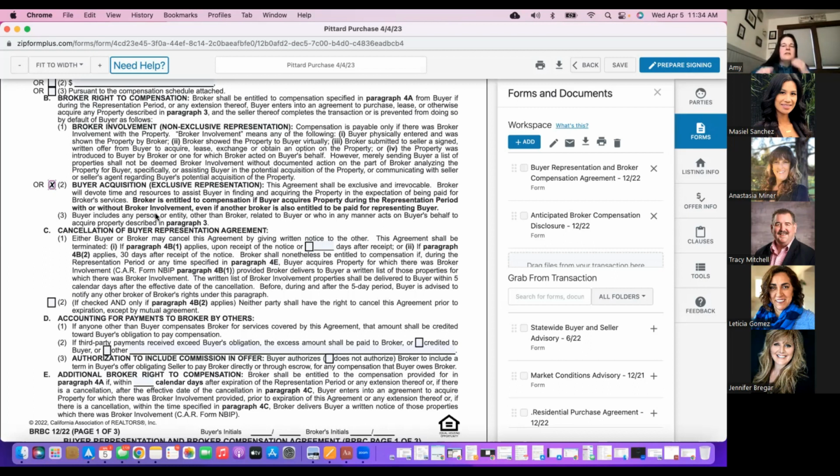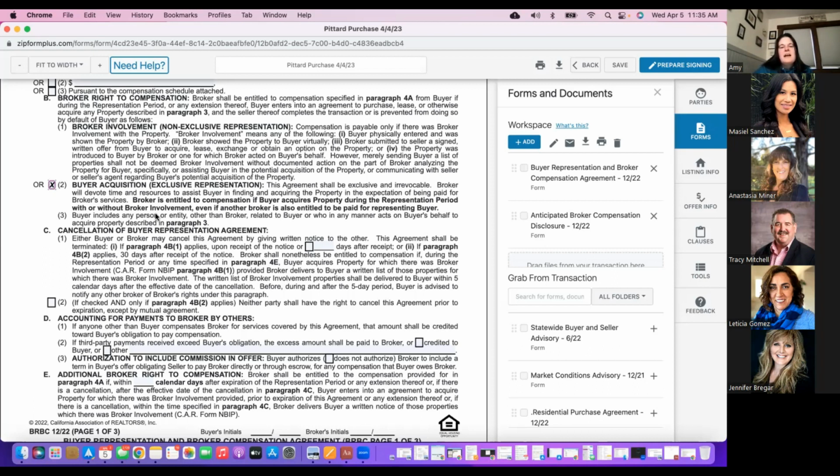So a buyer can cancel this without your permission. It just delays them 30 days from being able to go look for properties without having to pay you. Okay, broker shall nonetheless be entitled to compensation if during the representation period or any time specified in paragraph 4E, which we haven't gotten to yet, the buyer acquires property for which there was broker involvement. That's CAR form MBIP paragraph 4.1, provided broker delivers to buyer a written list of those properties for which there was broker involvement. The written list of broker involvement properties shall be delivered to buyer within 5 calendar days after the effective date of the cancellation.